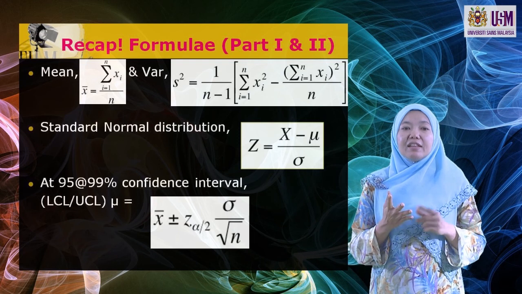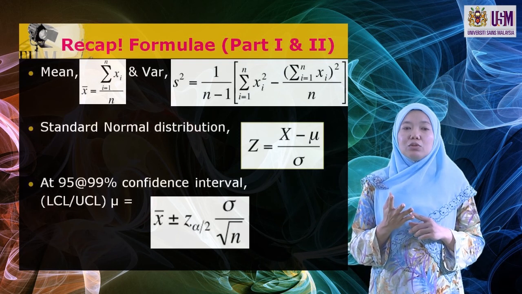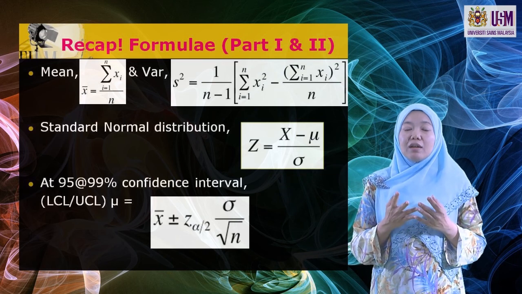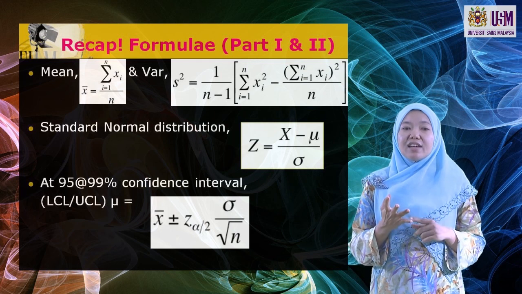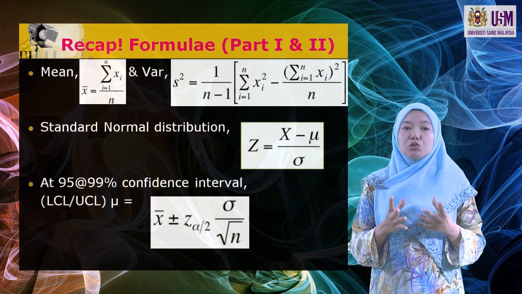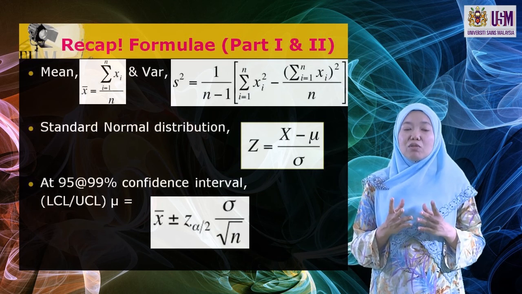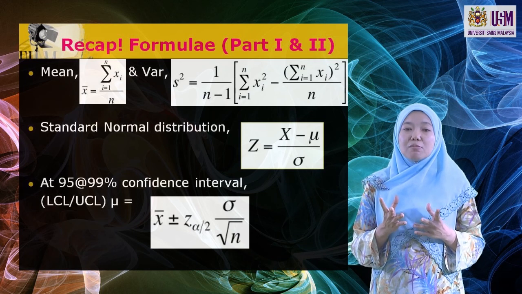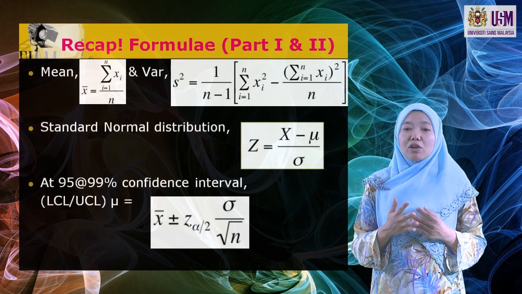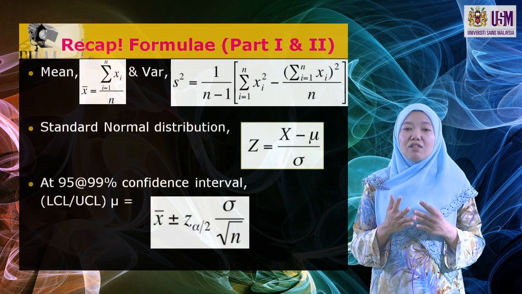And then I introduced to you at the end of part 2 the first part of statistical inference. This is where we talk about estimation, in particular interval estimation. So I gave you the formula for either the 95% or 99% confidence interval. The upper limit or the lower limit when estimating the value of the population mean, mu, is given as x bar plus or minus z alpha divided by 2 multiplied by sigma divided by the square root of n. So what is z alpha divided by 2?